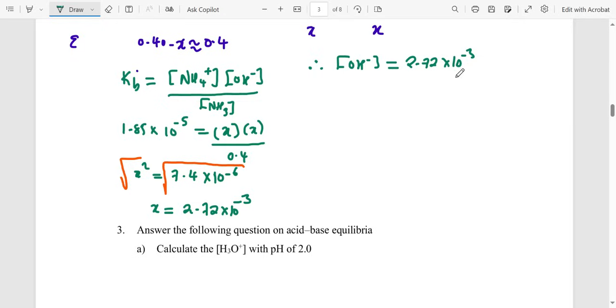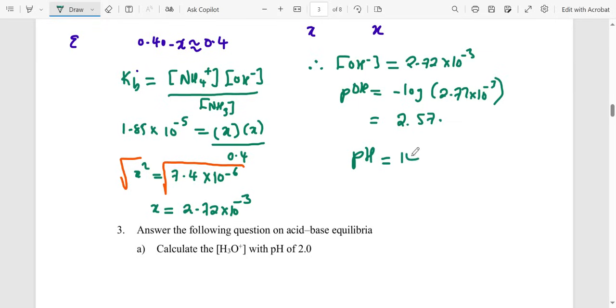And it's the one that you use to calculate the pOH. So pOH is going to be negative log of the concentration of hydroxide, which is 2.72 times 10 to the power negative 3, and the pOH therefore is going to give us 2.57. Question is to calculate pH. So pH is going to be 14 minus pOH, which is 14 minus 2.57, and this is going to be 11.43. Does this make sense, guys?